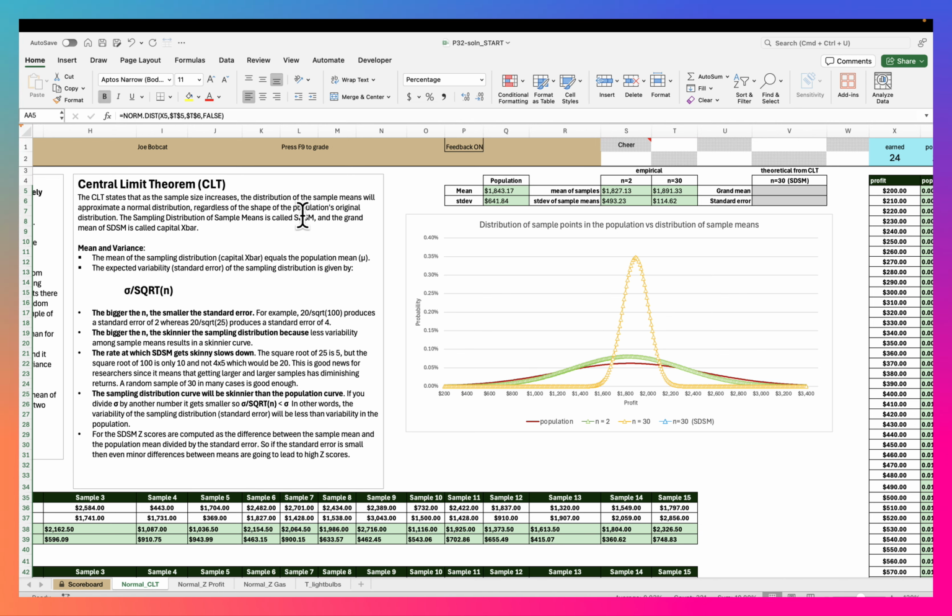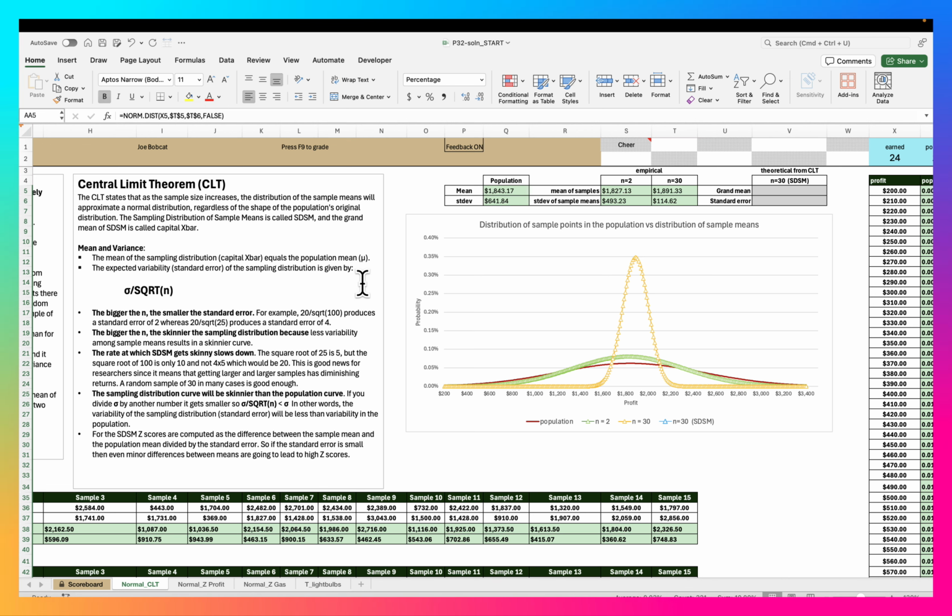And that is called SDSM, the sampling distribution of the sample mean, and the grand mean of the SDSM is called capital X bar. All right, mean and variance. The mean of the sampling distribution, or capital X bar, equals the population mean. So what this is stating is that this mean, because this is a sampling distribution, and so is the green one. The mean of both of these sampling distributions is the same as the mean of the population, which is the population mean, 1843.